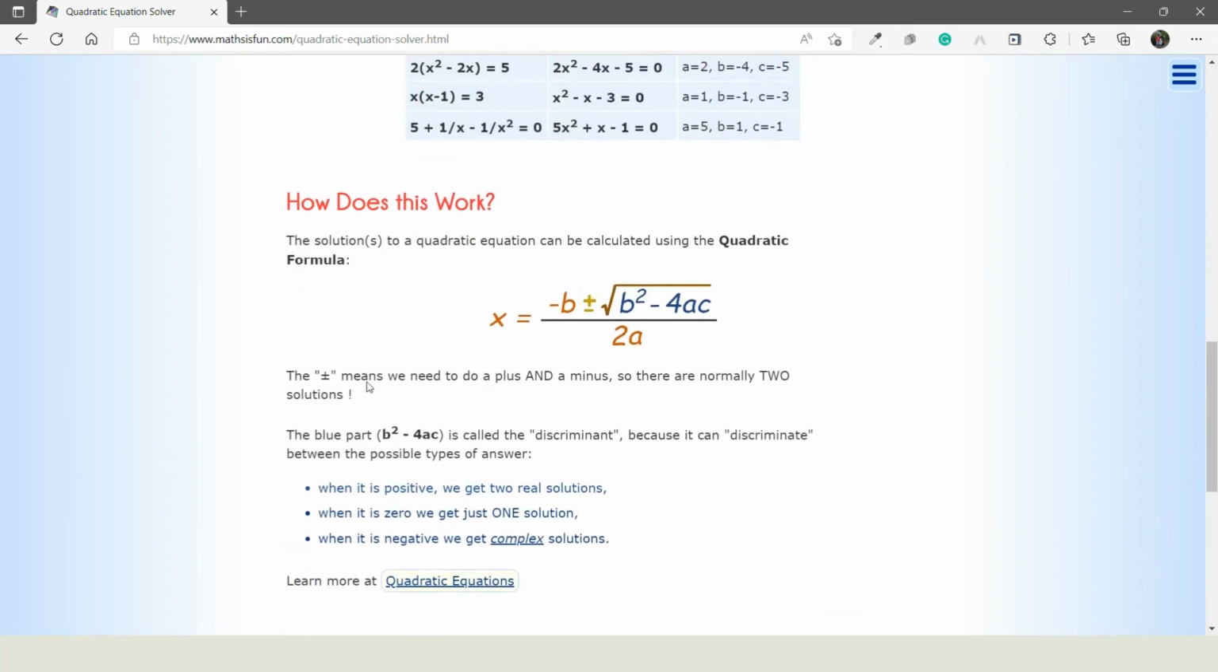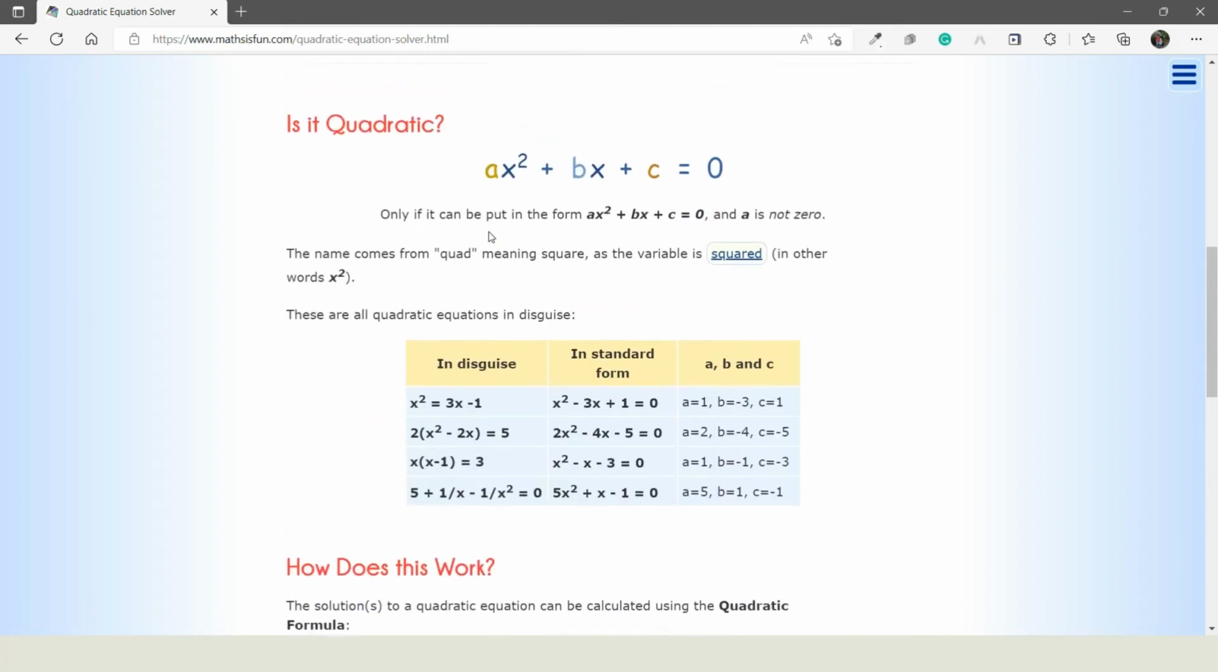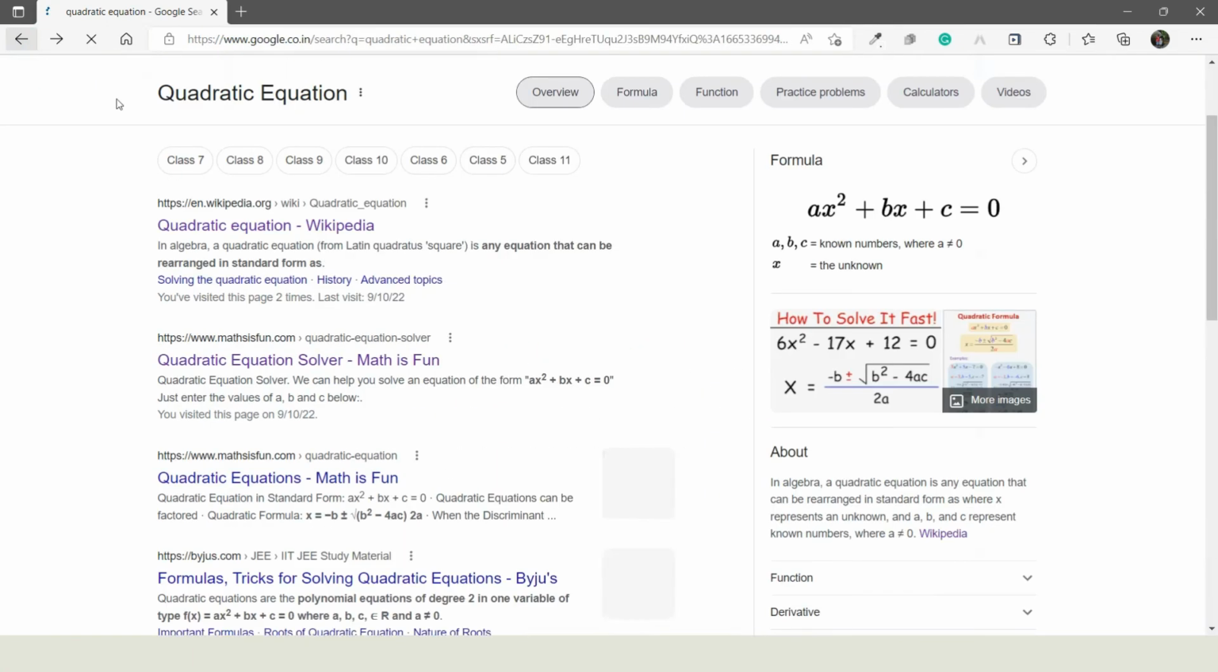Okay, you can see the roots. The solution of the quadratic equation can be calculated using the quadratic formula, that is x is equal to minus b. This is a different formula. Okay, let me see on Wikipedia.